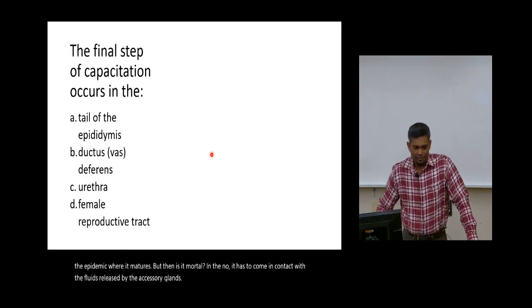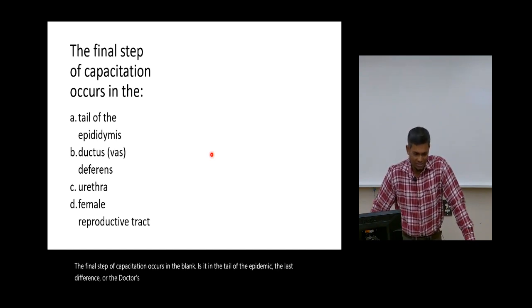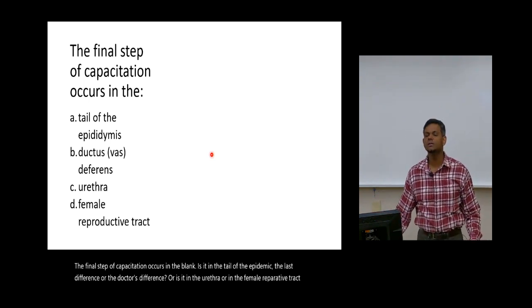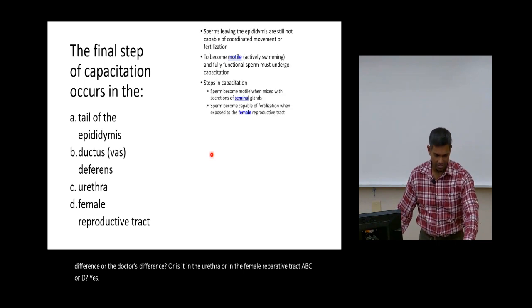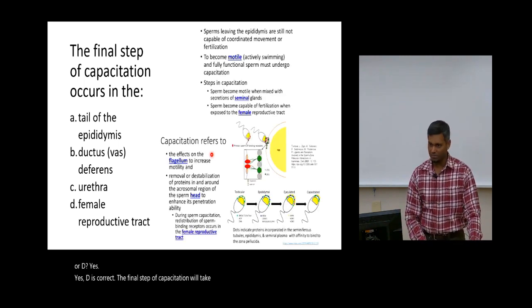The final step of capacitation occurs in the blank. Is it in the tail of the epididymis, the vas deferens, or the ductus deferens, or is it in the urethra or in the female reproductive tract? A, B, C, or D? Yes, D is correct. The final step of capacitation will take place in the female reproductive tract.